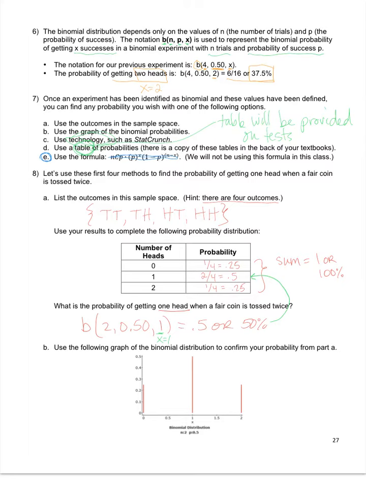All right, the second option, use a graph of the binomial probabilities. We've got that in part B, so use the following graph of the binomial distribution to confirm your probability from part A. Here's X equal to 1, and that line above that has a height of 0.5. So again, we have that 50% or 0.5 right here. We're just using a different method to confirm that. By the way, this was created in StatCrunch. And this vertical axis here is missing a label, but it should say probability if you want to fill that in on your papers.